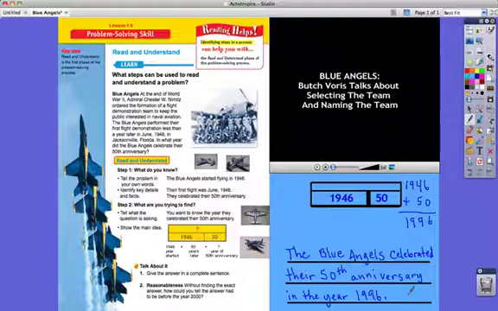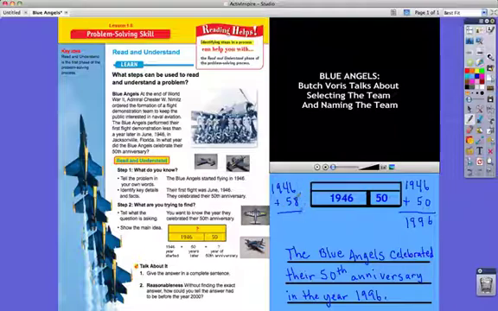Okay, let's see if we can try that out. Since we know that the Blue Angels were formed in 1946, we'll start with that. Now, if the question asks you, in what year would it be if 58 years had gone by? You would add 58 to 1946.